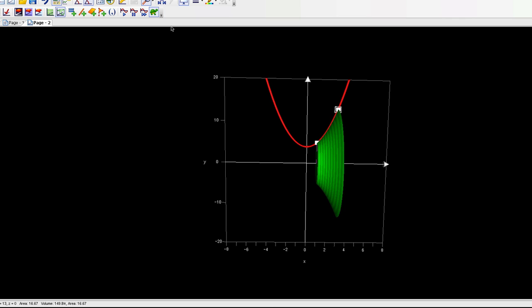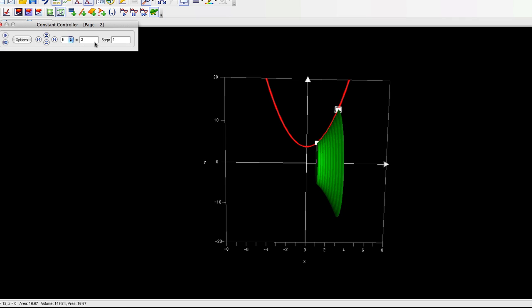Suppose I highlight that point there, and suppose I make h go in steps of 0.1, and let's say I make h go down. h is currently 2, so this point is x is 3.